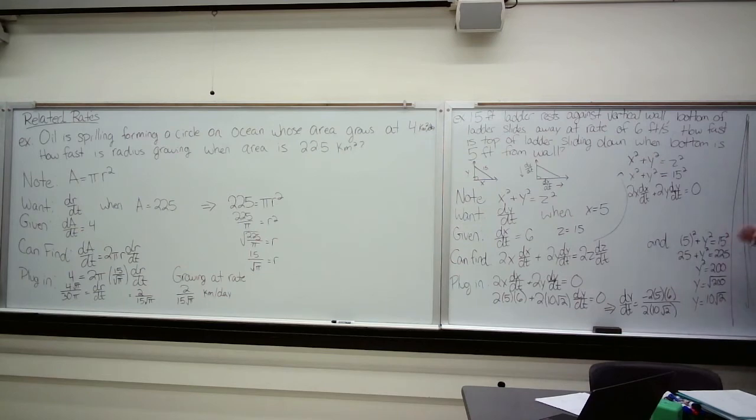I'm trying to keep this on one line for you. So my 2s will cancel. I'll get 30 over 10, which is just 3. So I get negative 3 over square root of 2. Notice here we have a negative. Remember, when we're talking about rates of change, negatives refer to the direction, whether you're increasing or decreasing. So the way that we would write this is that it's sliding down.